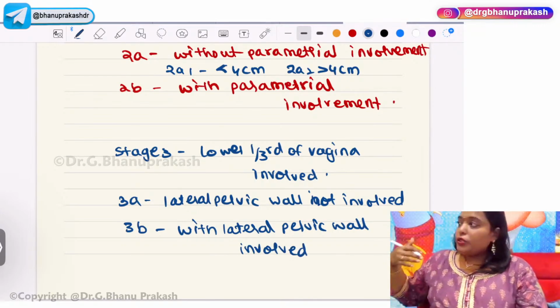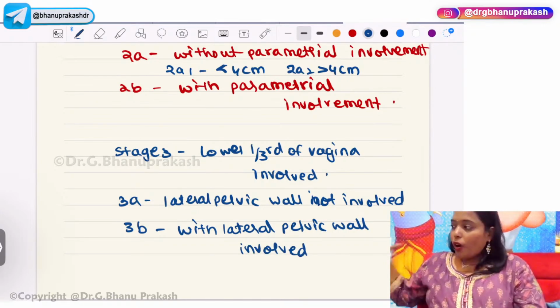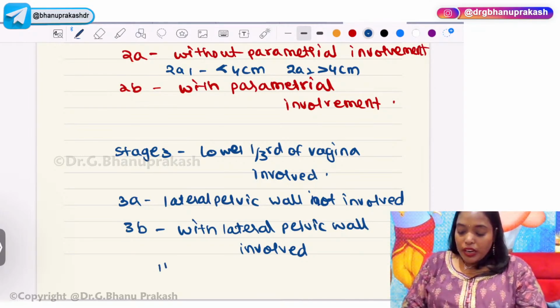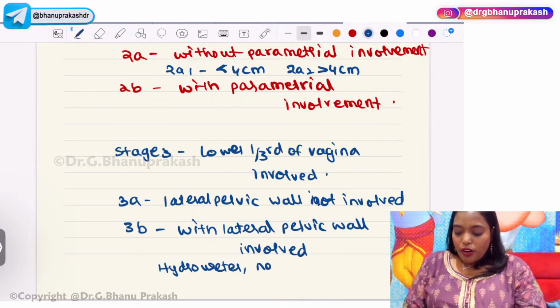3B, while it is going towards the broad ligament, it also involves the ureter. So 3B also includes hydroureter and non-functioning kidney.